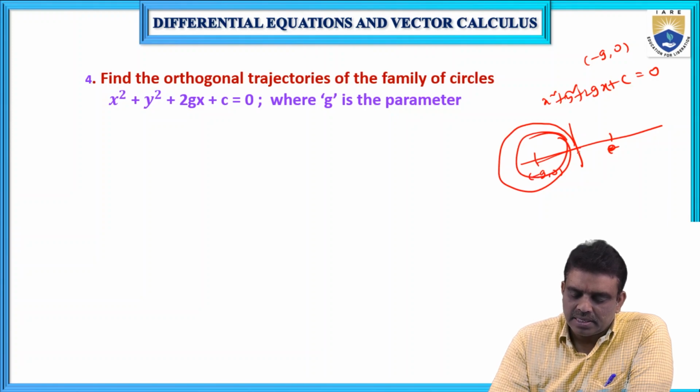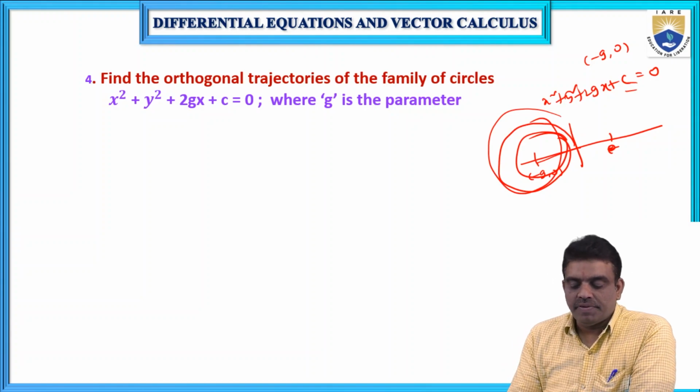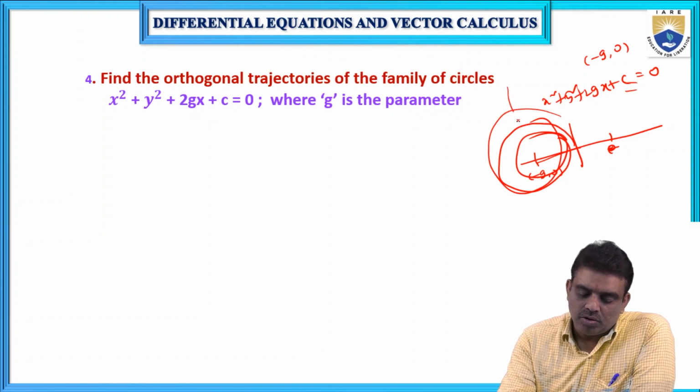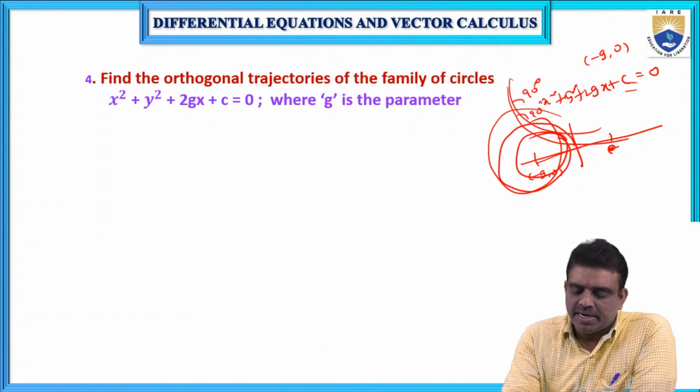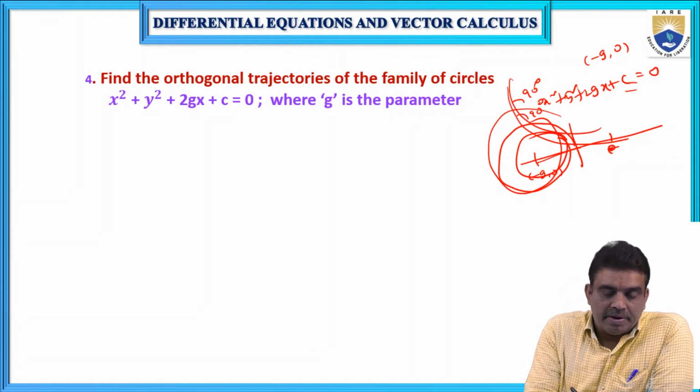These are the family of circles, which are not passing through the origin because the constant is there. So it is a family of circles. We have to find the orthogonal trajectory. Orthogonal trajectory means a curve which cuts every member of the given family at right angles. We know the procedure, I will just perform it.